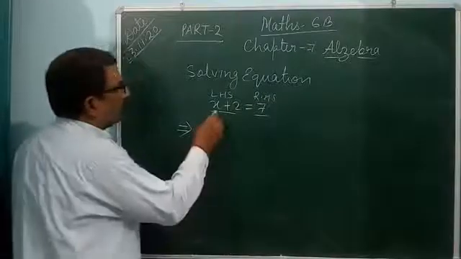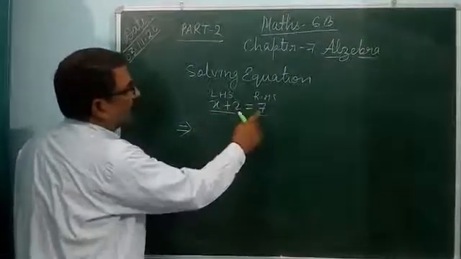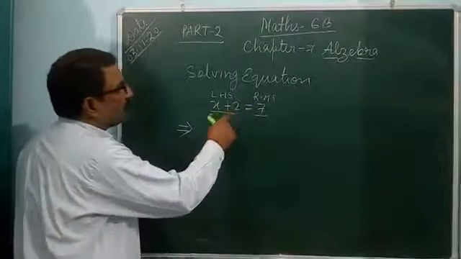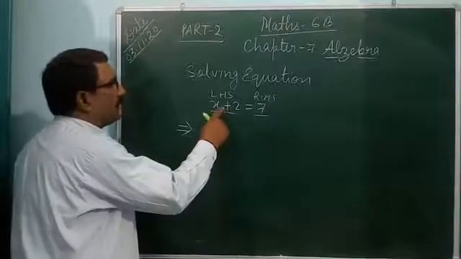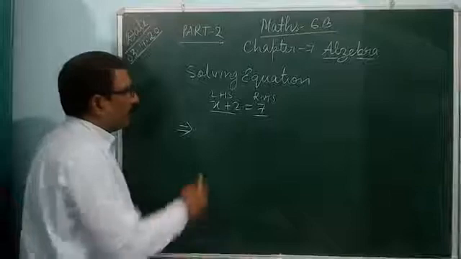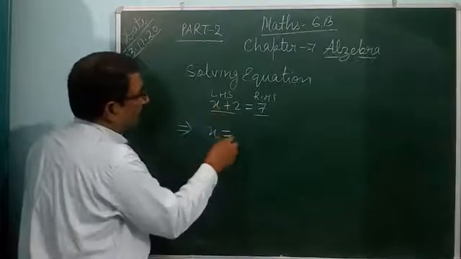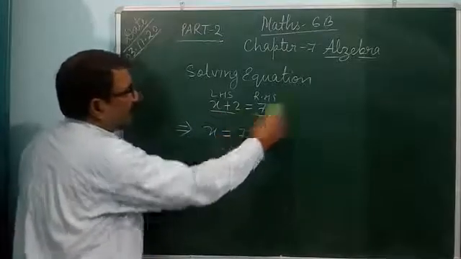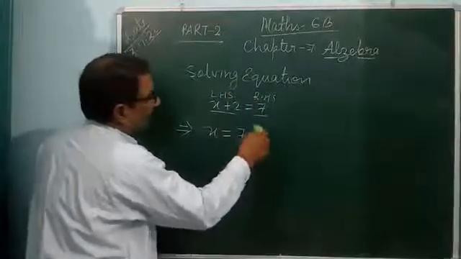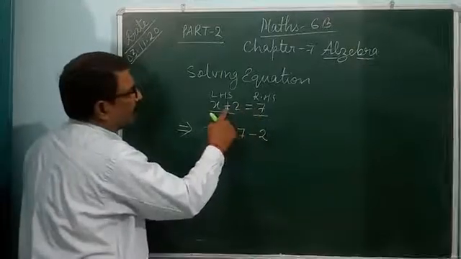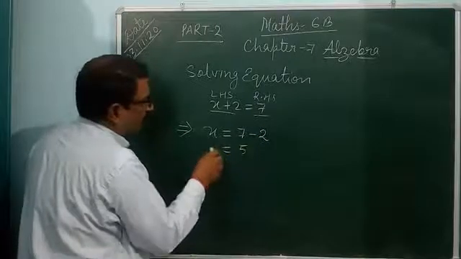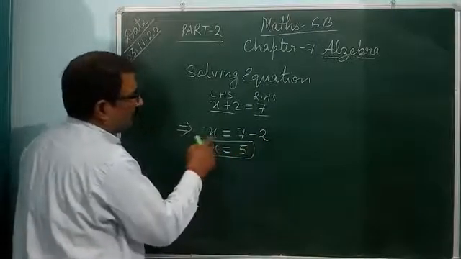Here you see, x plus 2 is equal to 7. So on the right side the number 7 is given. So this plus 2, you transfer to the right side. If you transfer plus 2 to the right side, it will be minus 2. So x is equal to 7 already given at the right side, and you transfer plus 2 to the right side, it will be minus 2. After that 7 minus 2 is equal to 5. So x is equal to 5. It means the value of x is equal to 5.